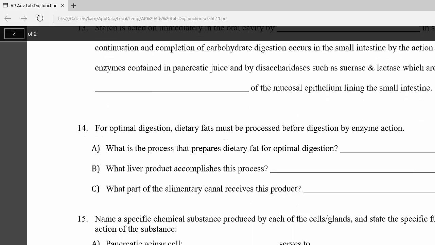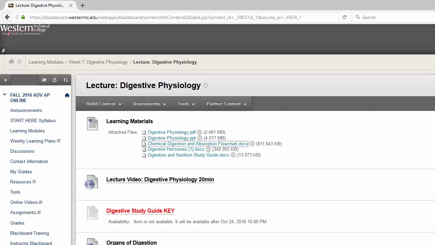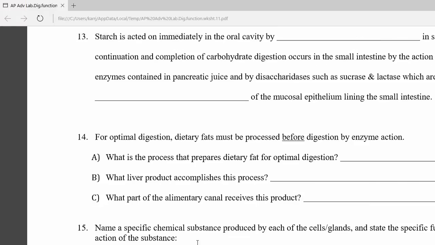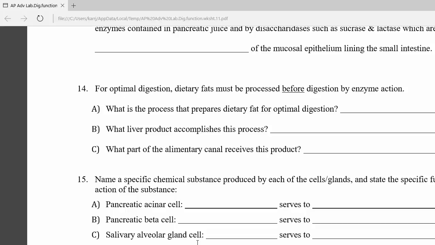So for optimal digestion, dietary fats must be processed before digestion by enzyme action. What is the process that prepares it for optimal digestion? What do we call that? Emulsification, very good, emulsification. What page did you find that on in your packet? Page 48, thank you. Oh, it's in the chart, yeah, that works too.